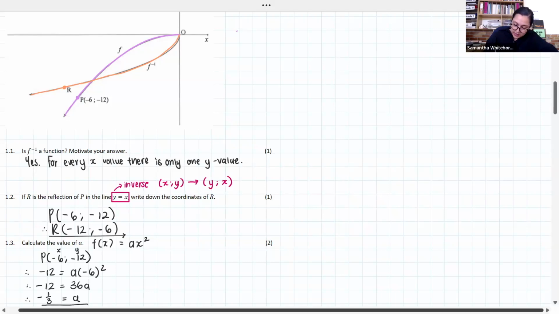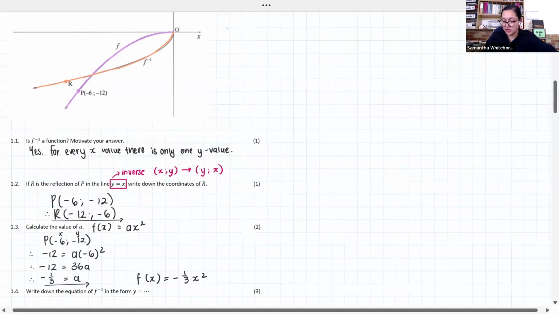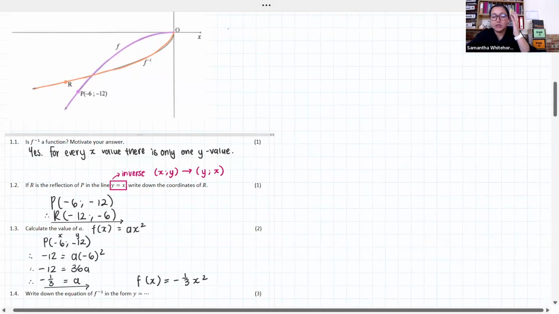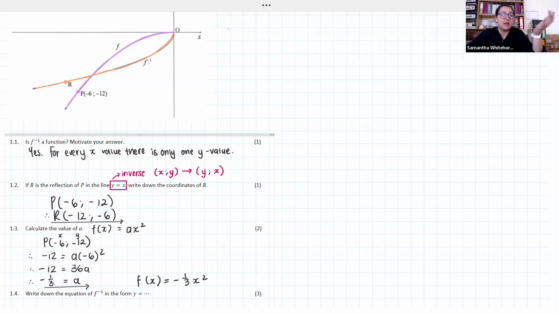Now, once you have your a value, obviously that means you've got your equation for f of x. Even though that wasn't what the question was asking, I've said this before, I like to just write it down in case it's going to be useful to me. I also have yet to find the inverse equation, so I'm going to need that equation at some point. For that, 1.4: write down the equation of f to the -1 in the form of y equals.